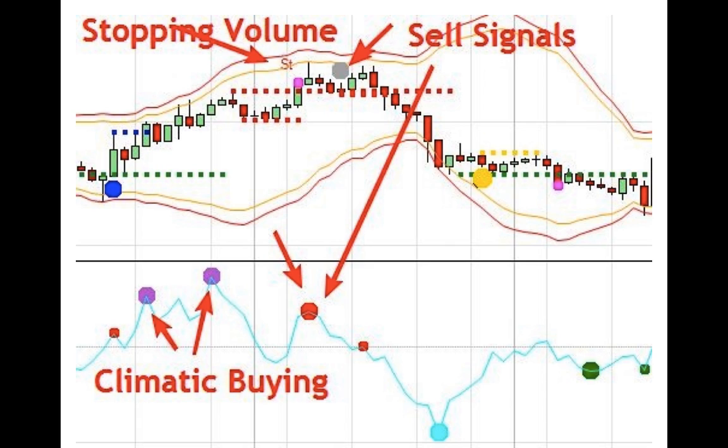Okay, and then here, this last one, we get a sell signal. This red dot on the bottom, that's a volume divergence. And then the top one is like a MACD divergence. And then the market doesn't reverse right away, but it does reverse, and you can see it's a pretty big drop. Okay.